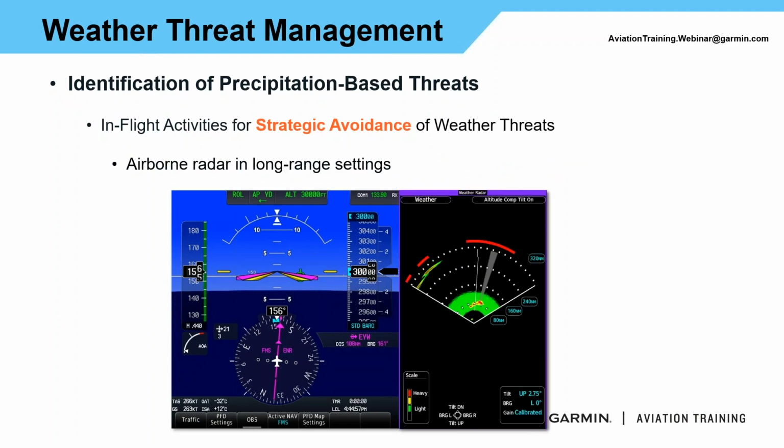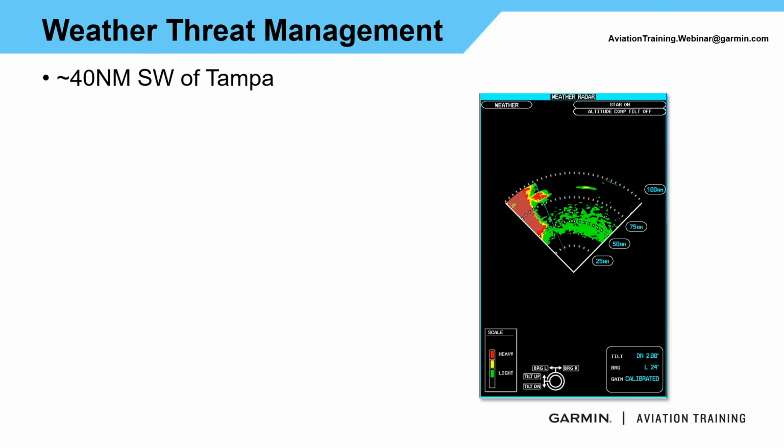Airborne weather radar at long range settings, so identifying with strategic avoidance. All right, here's a good example of interpreting our radar imagery. So we have a good image on the right-hand side. We got a couple things that look unusual.